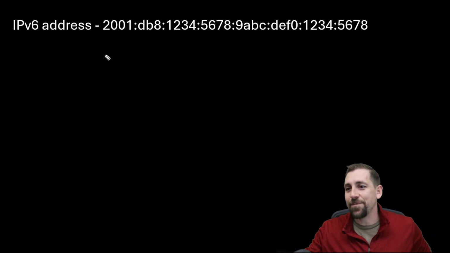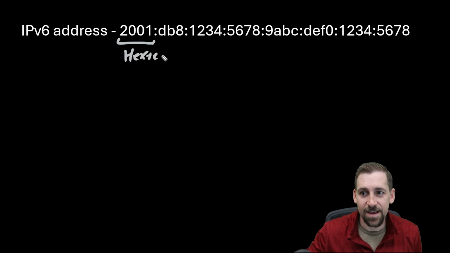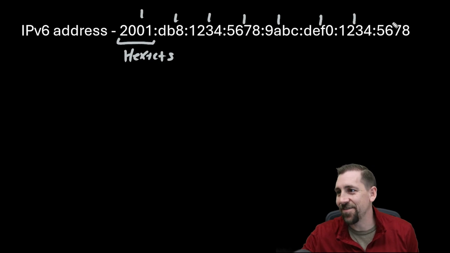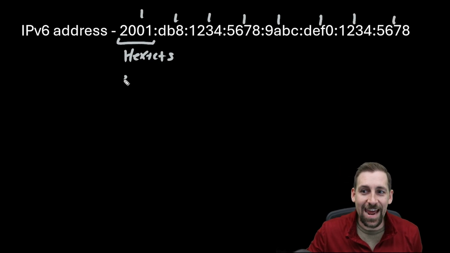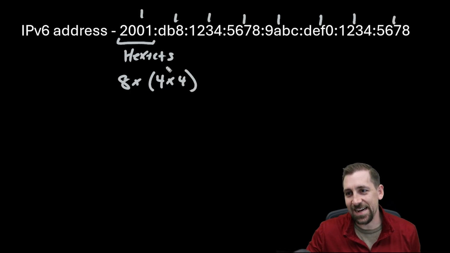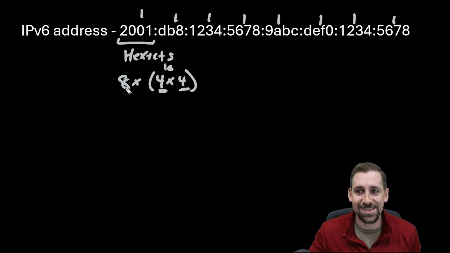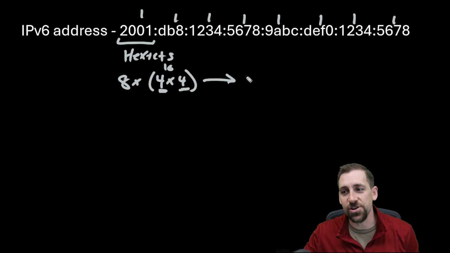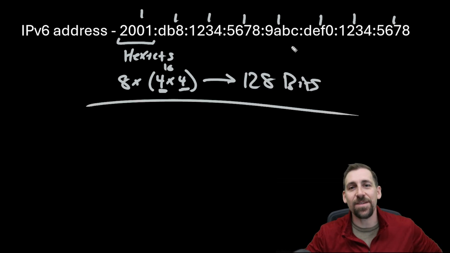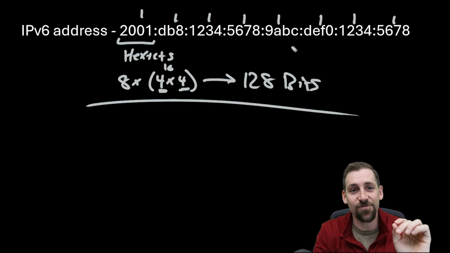Here is a traditional IPv6 address. These are what are known as hextets. And there's 1, 2, 3, 4, 5, 6, 7, 8 hextets. So 8 times 4 times 4, which is 16. This is 4 hex characters, and each hex character has 4 bits. 8 times 16 gets you to 128 bits of address space. This is an IPv6 address. You probably do not want to be manually defining IPv6 addresses for every device in your environment.